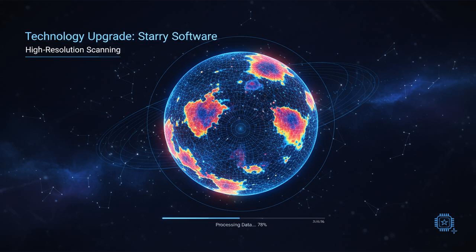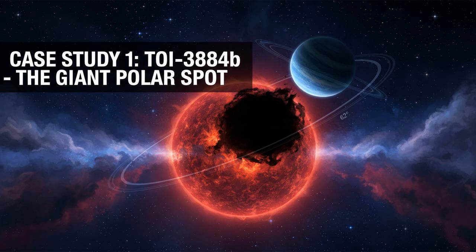Recently, this has been pushed even further with the Starry process, which treats the stellar surface as a collection of related pixels, allowing for a realistic, spotty background, rather than assuming a smooth star with just one big spot. This sophisticated tooling has led to some shocking discoveries. Let's look at 3 specific case studies that have changed our view of the cosmos.